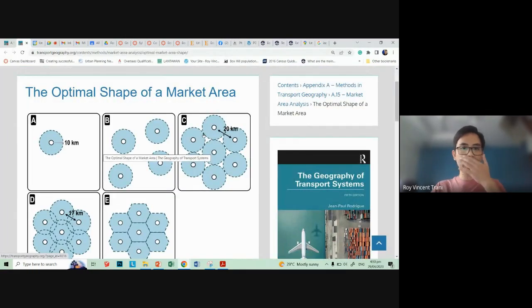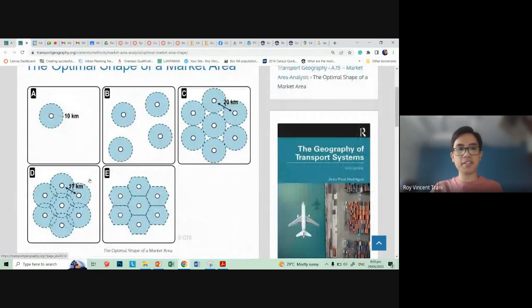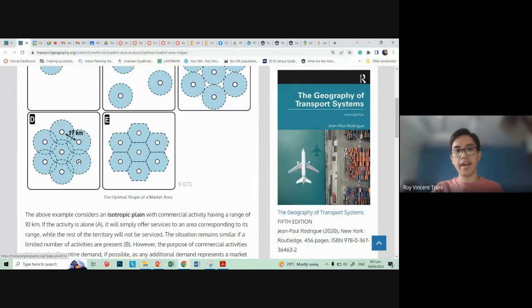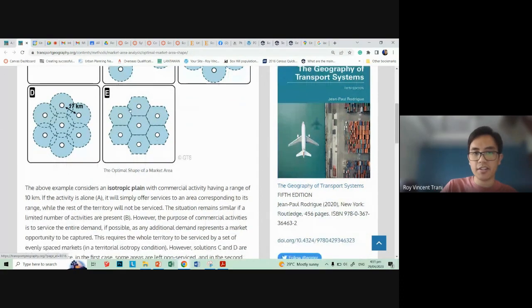Next, it's already 4:50. The optimal shape of a market area. There are 5 examples. In A, you have a 10-kilometer radius. In B, you have several 10-kilometer radius markets, not near each other, almost scattered randomly. Then in C, you have 10-kilometer radius isotropic circles, 20 kilometers apart, so they are tangential, touching the edges of the circles to each other. Graph D is several 10-kilometer radius markets intersecting at 17 kilometers. And finally, E, which was stated as the most efficient shape for a market area, the hexagons.